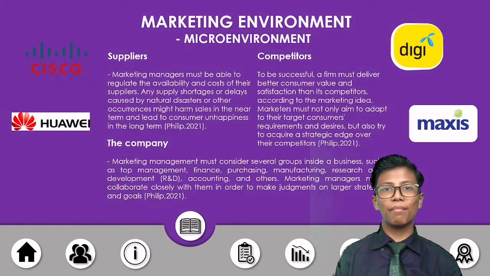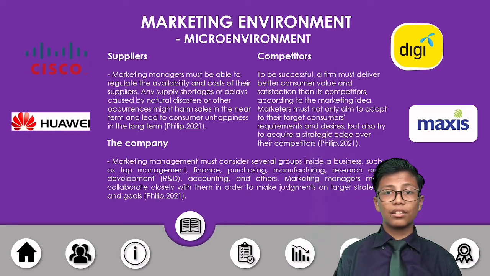Next, we want to talk about microenvironment. Microenvironment is the factors in a firm's environment which affect its performance and decision making. These elements include the firm's suppliers, competitors, the company, and others. Let's talk about the factors, shall we? Let's start with the company.